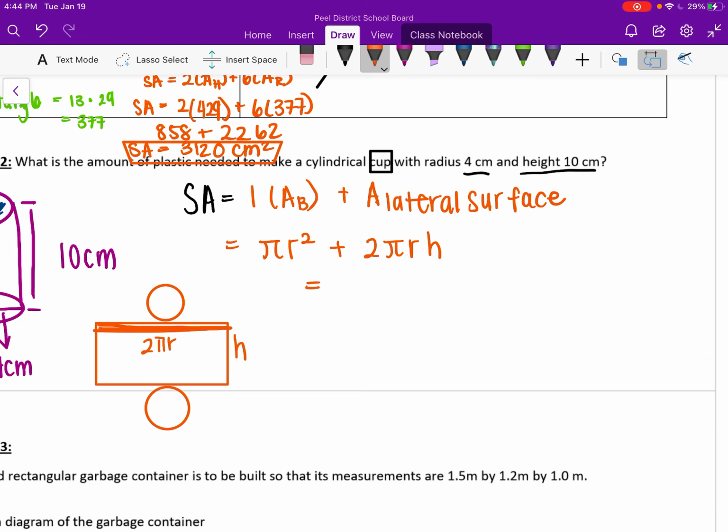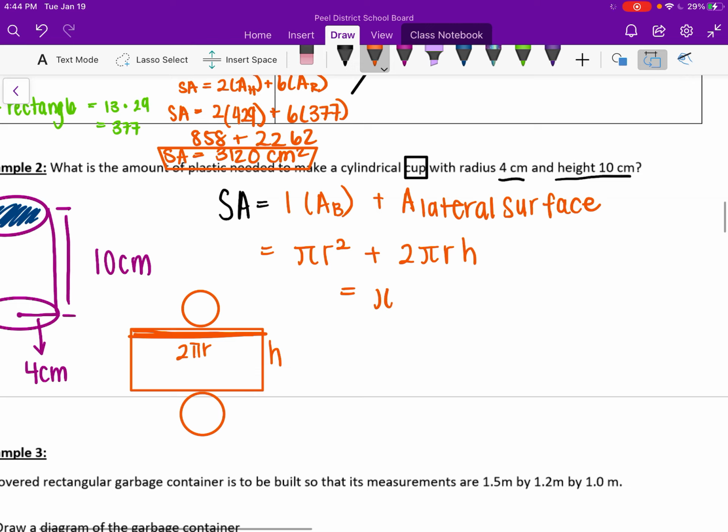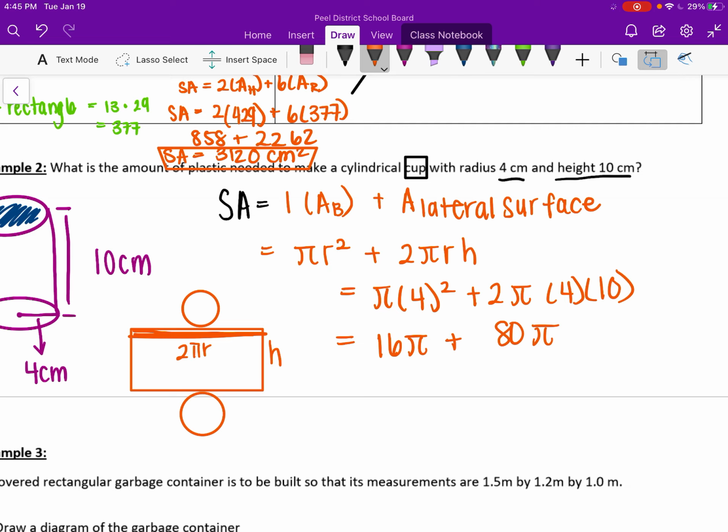Okay, so you have pi, we know what r is, it's 4, squared, plus 2 pi 4 times height, which is 10, and now I just got to put everything in. So 4 squared is 16 times pi, plus 4 times 10 is 40, times 2 is 80 pi, and I'm just going to put that in.